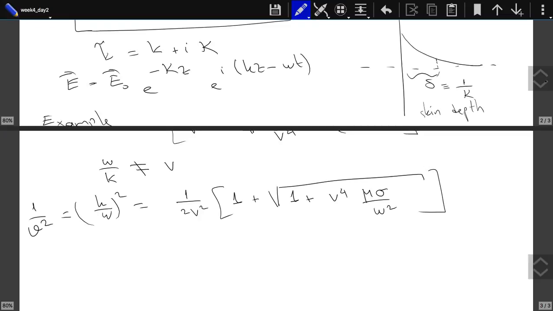So now we see that the speed depends on the conductivity, it depends on the frequency. So even if we are talking about one medium, the same medium, different frequency waves will travel with different velocities, different speeds. In the absence of conductivity, all waves traveled at the same speed. But when you turn on the conductivity, waves of different frequencies travel at different speeds.